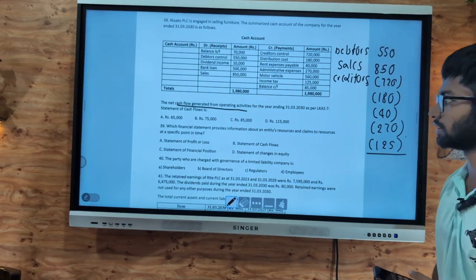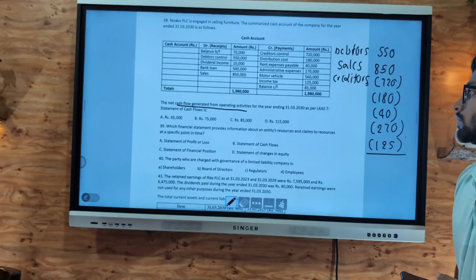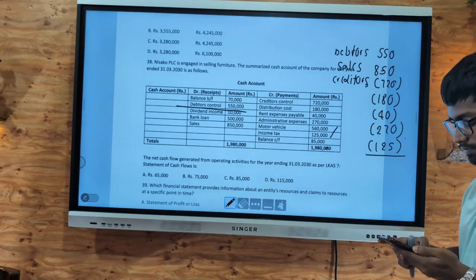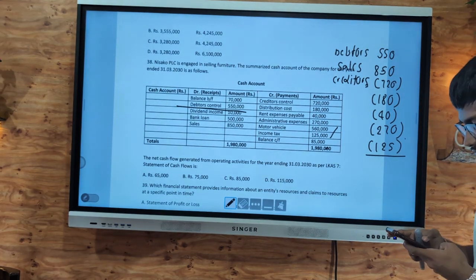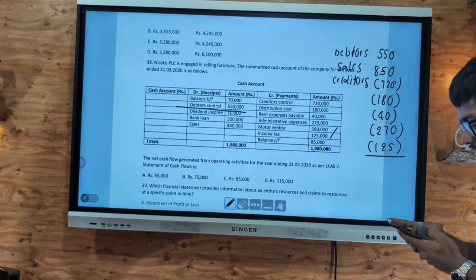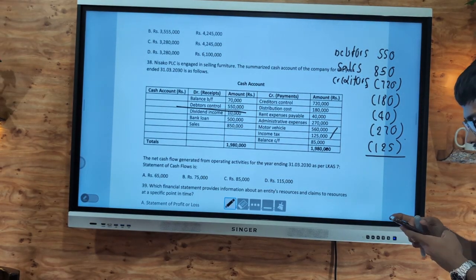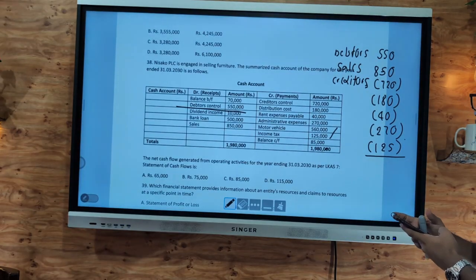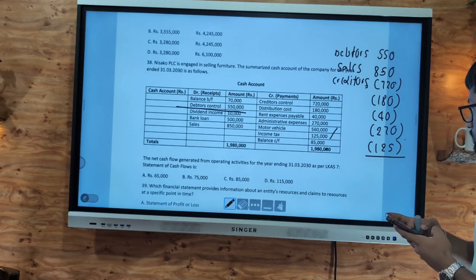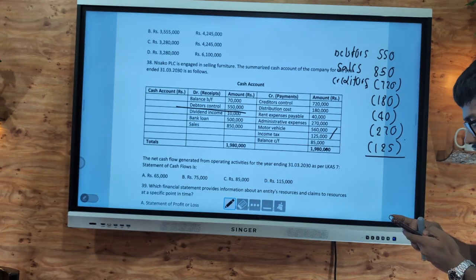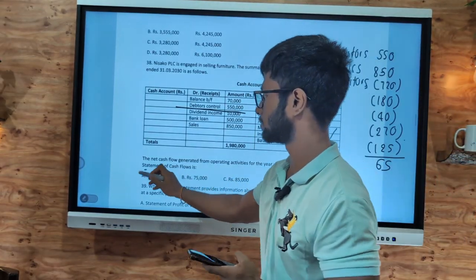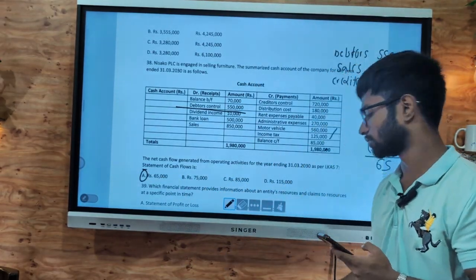Then you can simplify and find the cash balance. So we have 550 plus 850 minus 720 minus 180 minus 40 minus 270 minus 125, then you get 65 as the answer. So answer number 8. Next you can move on to the next part.